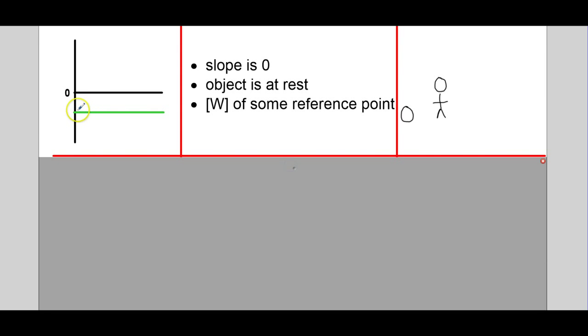Now we have a horizontal line still, so we know the slope is 0, and then we know the object is at rest. It's not moving, it's not changing its position over time. But it's in the negative y values, and this y value here represents our position. And remember, our positive is east, our negative is west. So we can comment and say that the object is west of some reference point, so we've got the ball on the other side of the man this time.